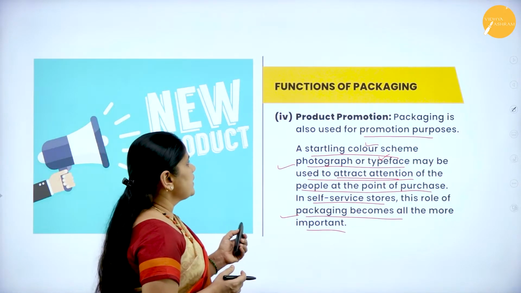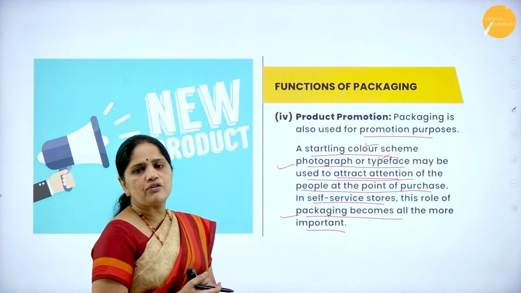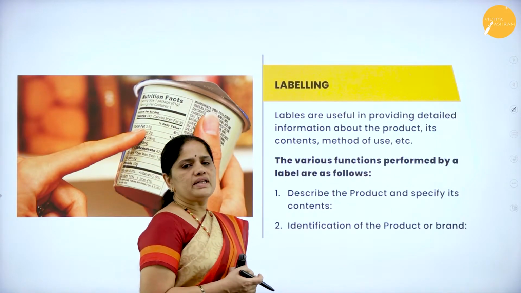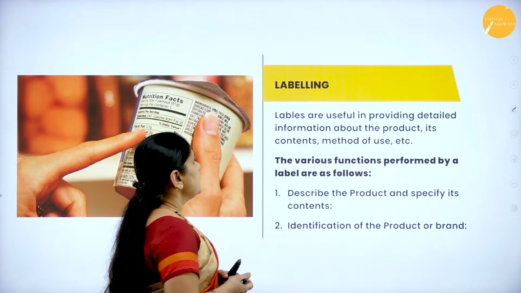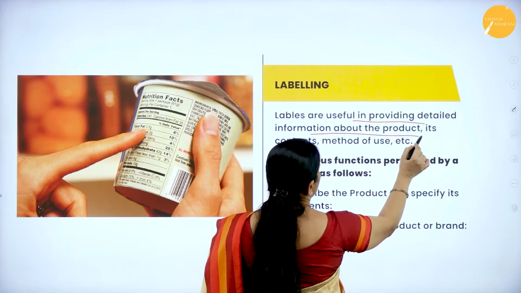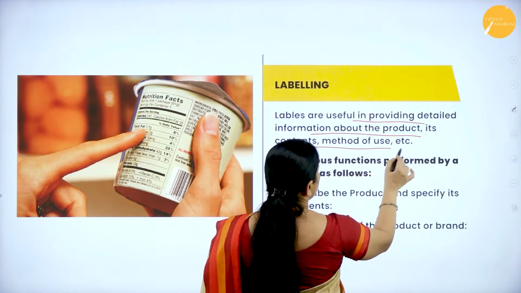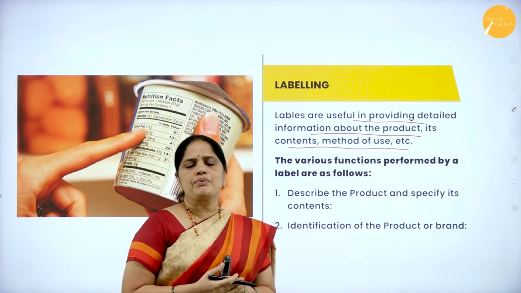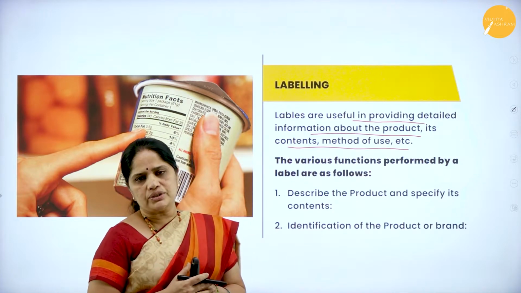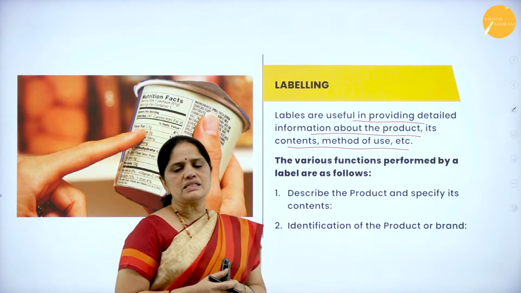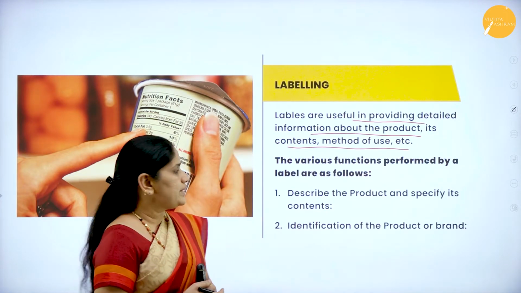So, in this way we can see that the functions of packaging are many. Now let us understand what is the meaning of the word labeling. Labels are useful in providing detailed information about the product, its contents, method of use, etc. Whenever we purchase a product, there will be a label attached to it. This label will contain information about the contents of the product and how the product is to be used.